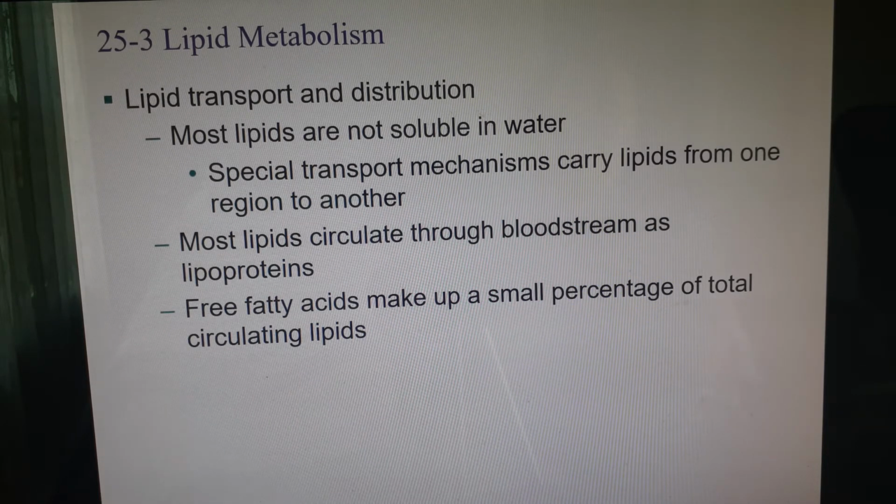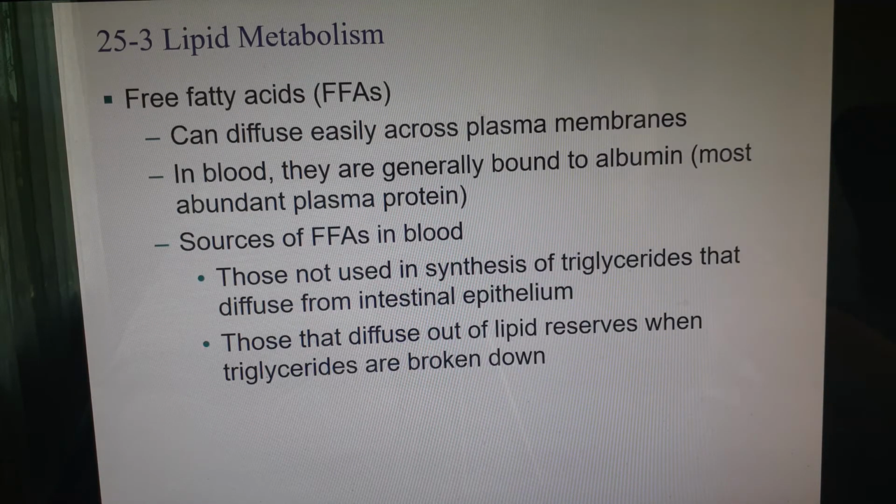We talked a little bit about this back in earlier chapters, like when we talked about the steroid-based hormones. So we have to attach them to a protein to keep them in the bloodstream. And so once we attach a lipid to a protein, we create a lipoprotein. Now there are some free fatty acids, but they're only a little bit of what is circulating. Most of our lipids are associated with proteins.